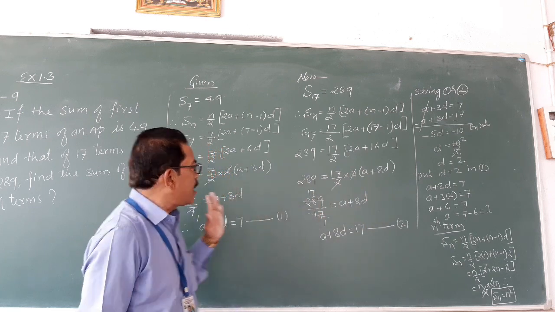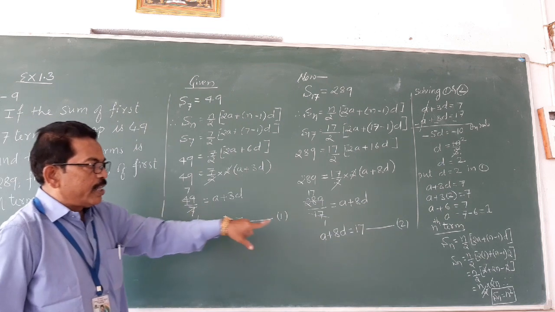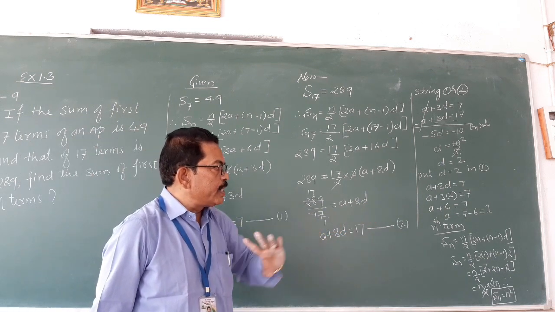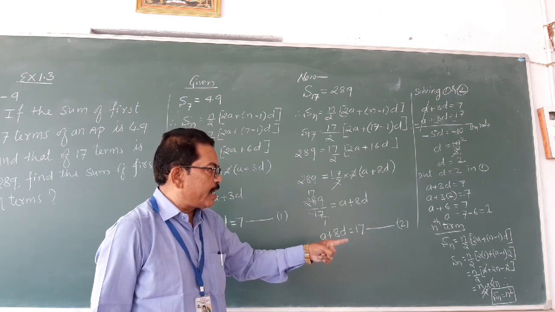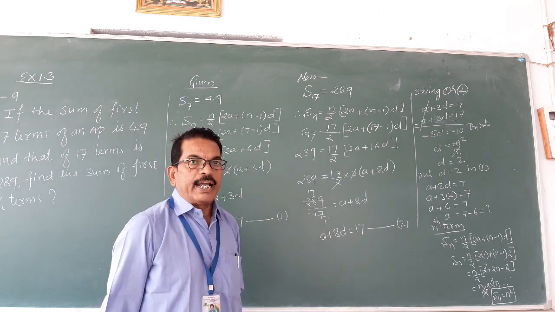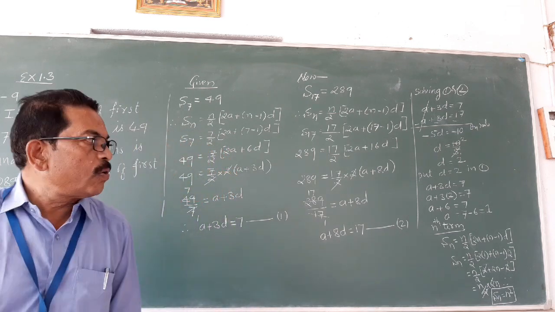Then what has he asked? Find the sum of the first n terms. So we have to find Sn, substituting the values of a and d. Then the sum to n terms is Sn equals n square. Okay, observe the solution once again.